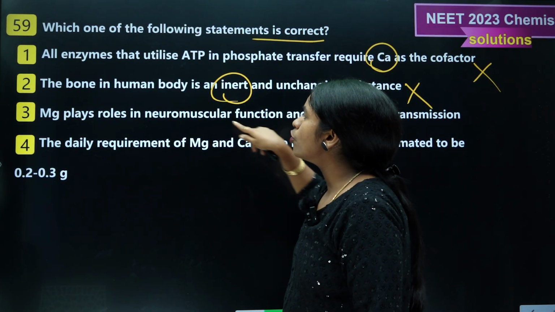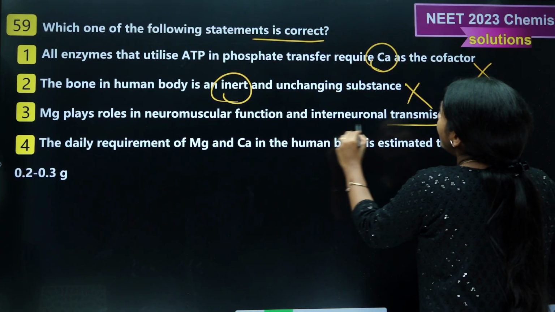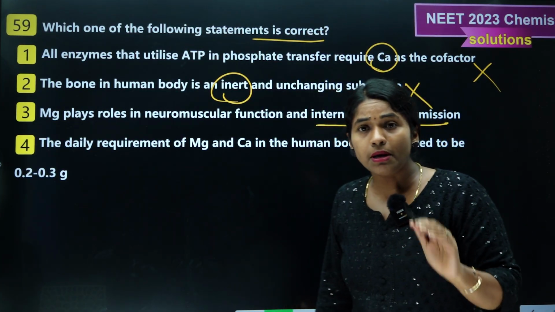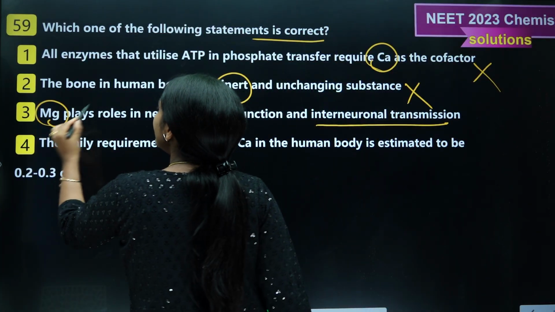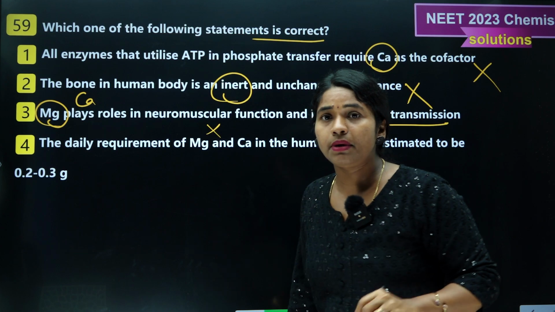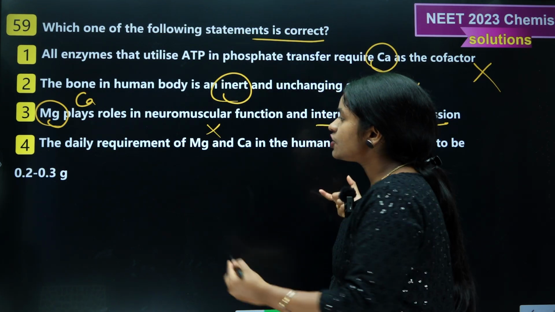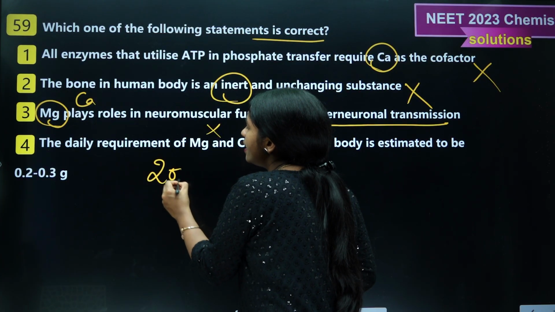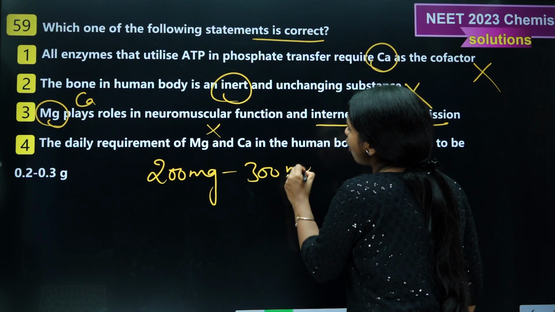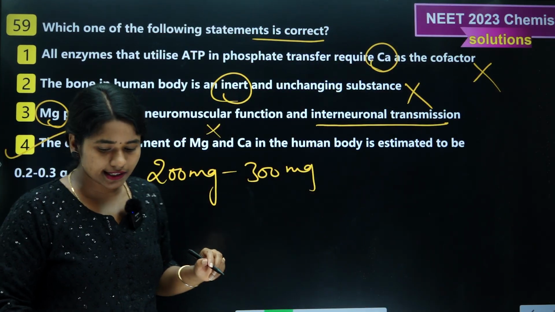Magnesium plays roles in neuromuscular function and interneuronal transmission. This is also a wrong statement, because magnesium doesn't play that role, calcium plays the role. So this is also a wrong statement. And in the human body, daily we require magnesium and calcium almost 200 milligrams to 300 milligrams. So it is 0.2 grams to 0.3 grams. Option 4 is the correct answer.